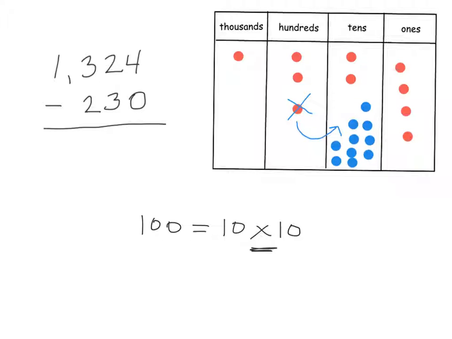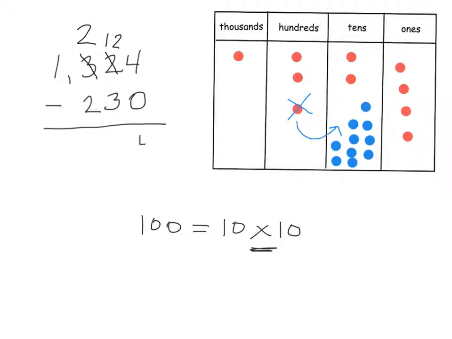Let's represent that in our problem. I still have 1,000, but instead of 3 hundreds, I only have 2 hundreds. And instead of 2 tens, I now have 12 tens. I still have 4 ones. Let's go back to subtracting.